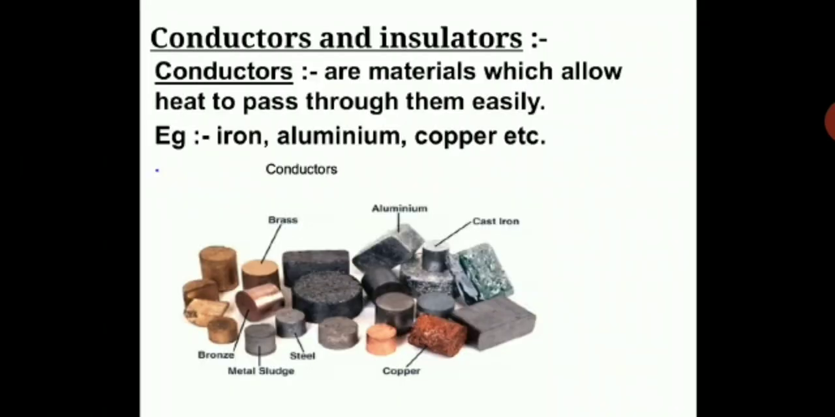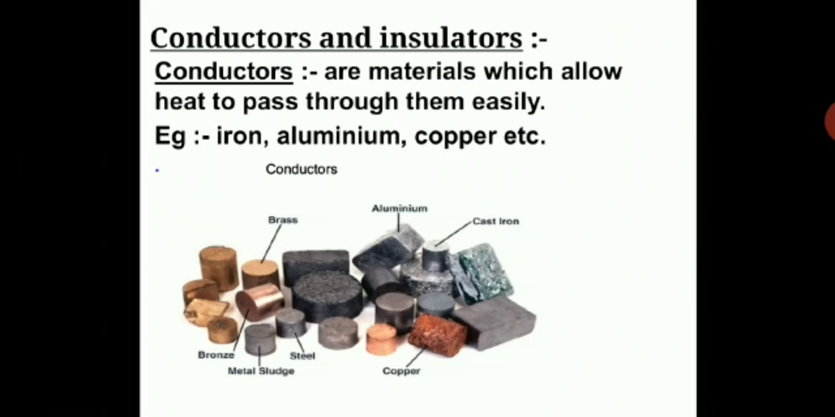Now, conductors and insulators. You need to understand the difference between conductors and insulators. Conductors are materials which allow heat to pass through them easily. So, take down this: conductors are materials which allow heat to pass through them easily. For example, iron, aluminium, copper, etc. They are all conductors of heat.